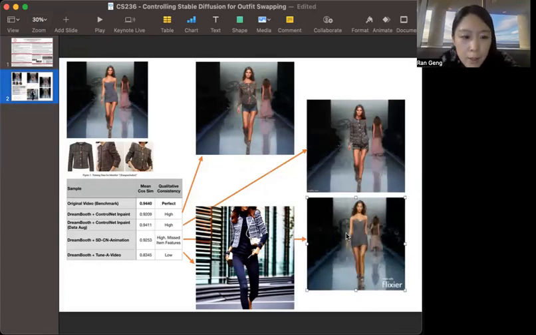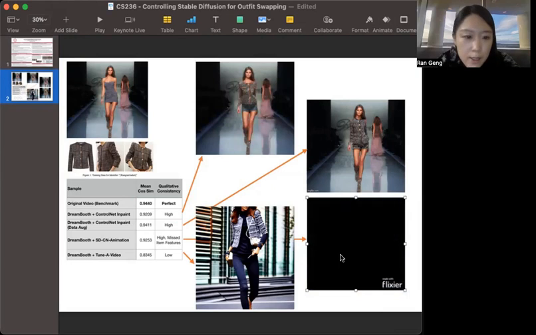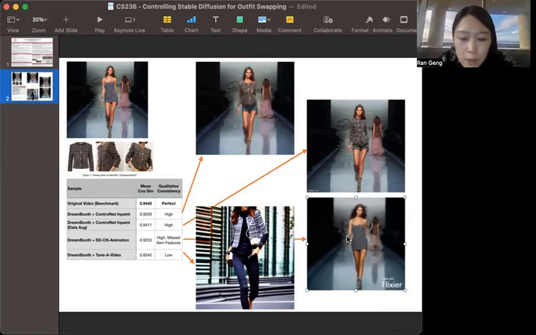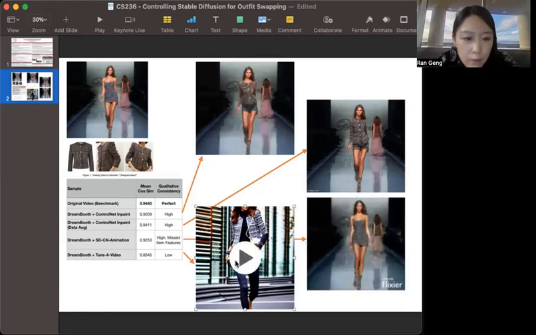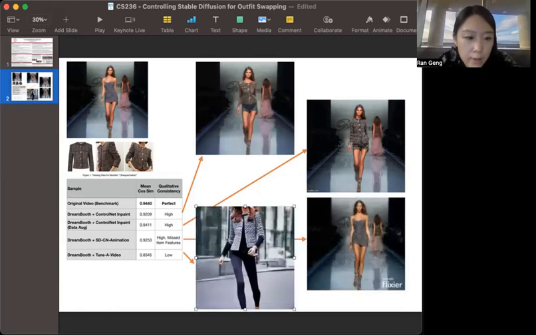SDCN animation captures the texture, but not really the long sleeve style, and pretty much preserves only the video's features. Tune-A-Video is basically a low-performing model, both quantitatively and qualitatively.